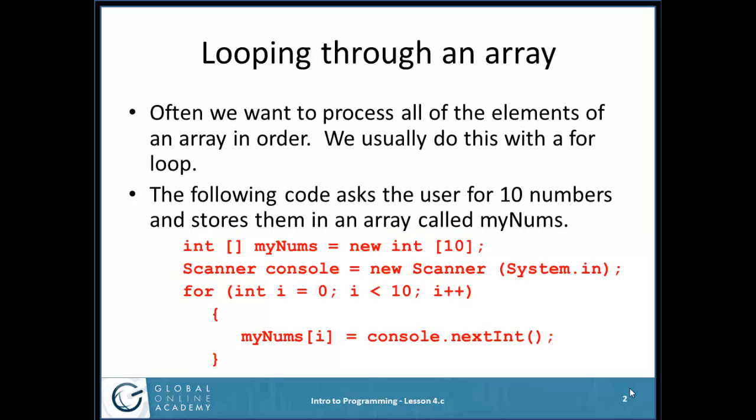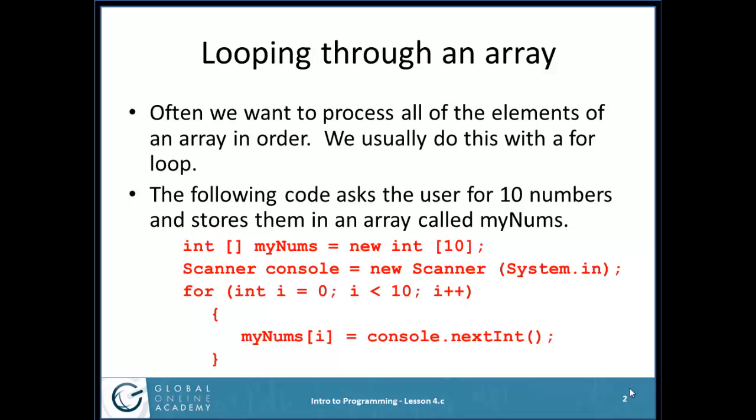Next, we have our old familiar Scanner console equals new Scanner System.in, because I'm going to be reading from the keyboard. And I do a loop: for int i equals 0, i less than 10, i plus plus. You remember the syntax of the for loop. Go through this loop, create a variable called i, start it at 0. As long as i is less than 10, keep going through the loop, and at the end of each time through the loop, add 1 to i. So I'll go through for values 0 through 9. As soon as it hits 10, I leave the loop. 0 through 9, by a strange coincidence, those are exactly what the element numbers in my array are.